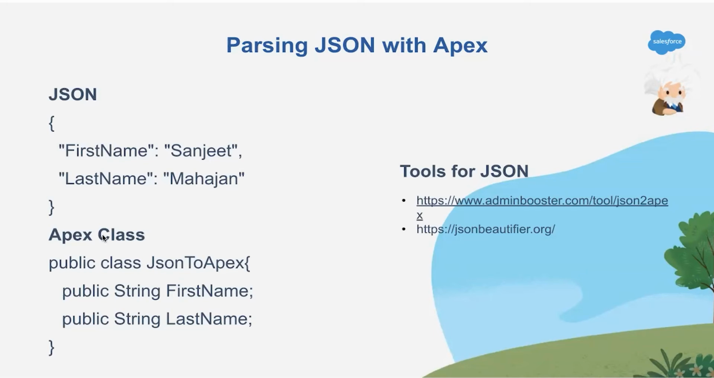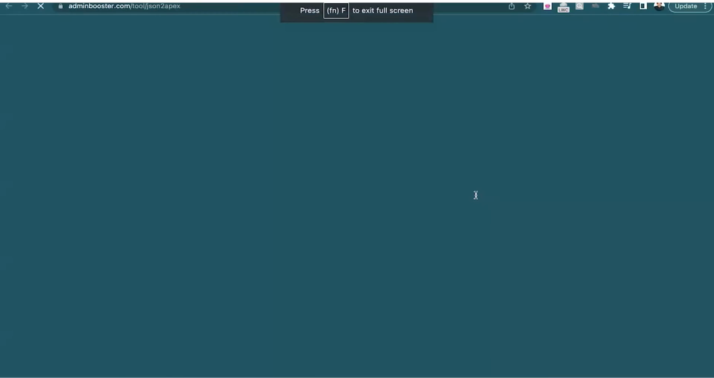And this is the Apex class which this tool will generate. It is basically a class called JSON to Apex. You can give any custom name you want. Then it says, okay, this is of type string, and it gives first name. The last name is also of type string, and it gives last name. So how this will parse is, it will give you this Apex class structure and will put in first name as Sanjeev and last name as Mahajan. That is how it is currently being used.